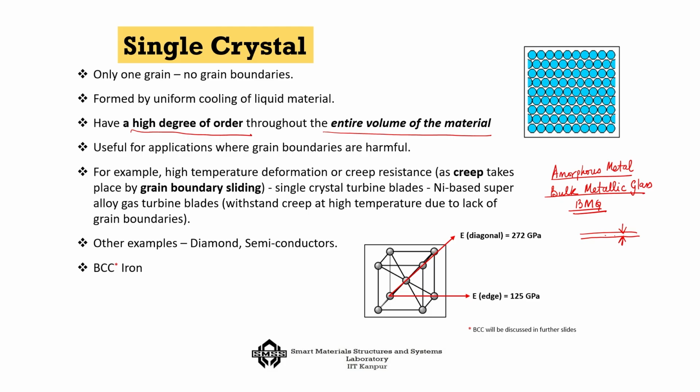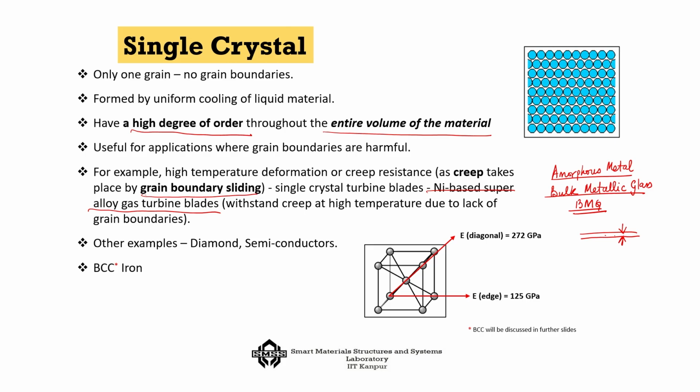Well, now the other important point is that if you have multiple grains, then one of the things that can happen is that the creep resistance, that is the resistance to high temperature deformation, will be smaller, because there will be grain boundary sliding as you increase the temperature. Whereas for a single crystal, that problem will not be there, because the entire crystal is a single grain itself. And that is why nickel based super alloy gas turbine blades are invariably made of single crystal systems.